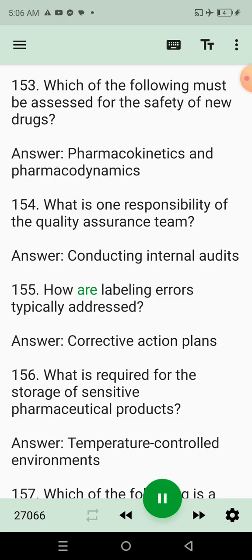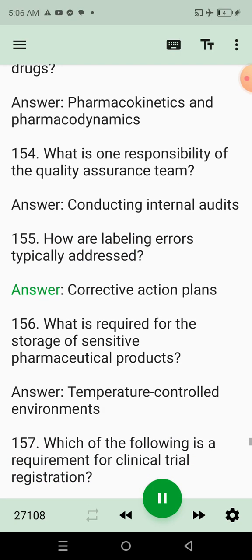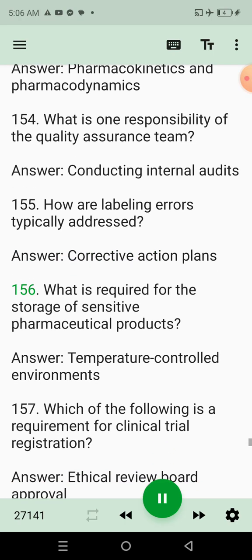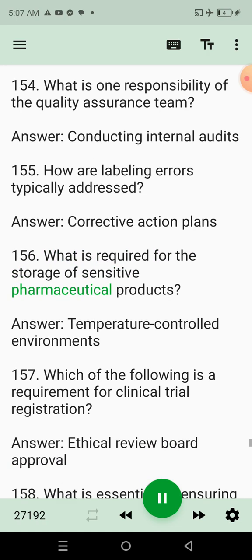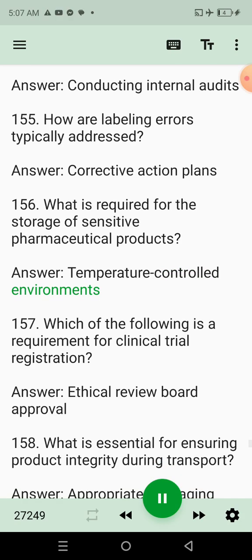155. How are labeling errors typically addressed? Answer: corrective action plans. 156. What is required for the storage of sensitive pharmaceutical products? Answer: temperature-controlled environments.